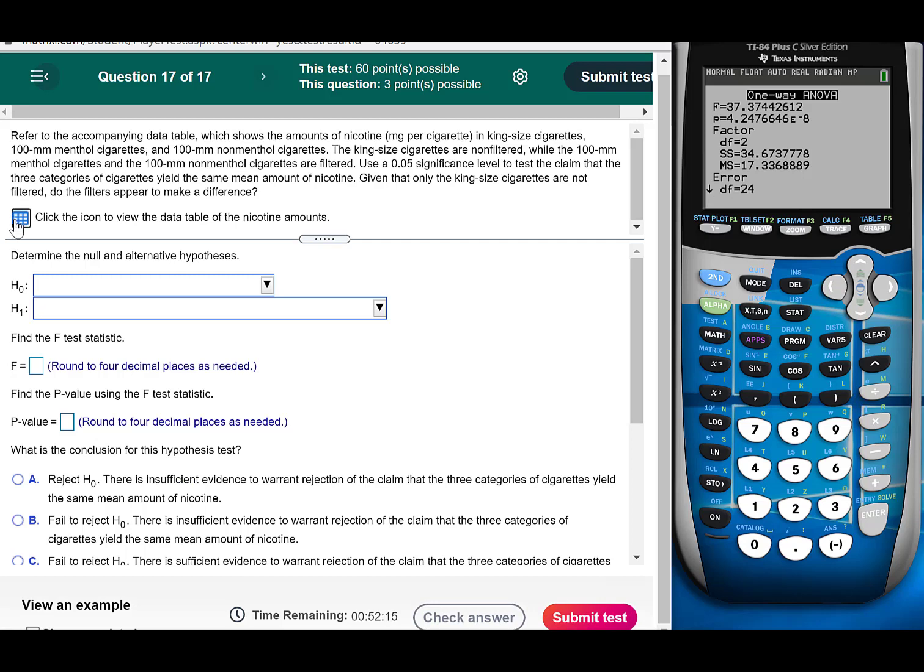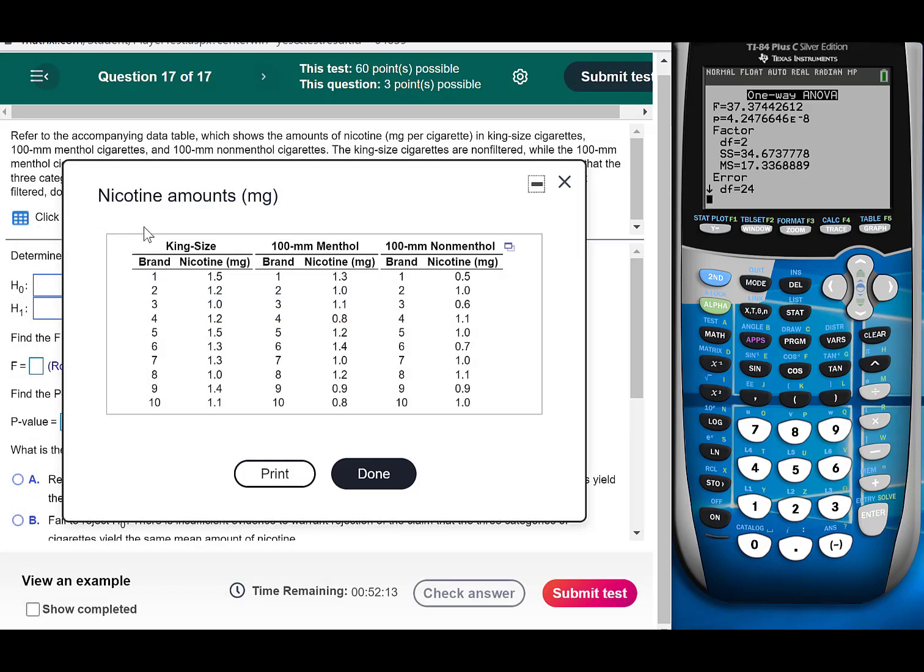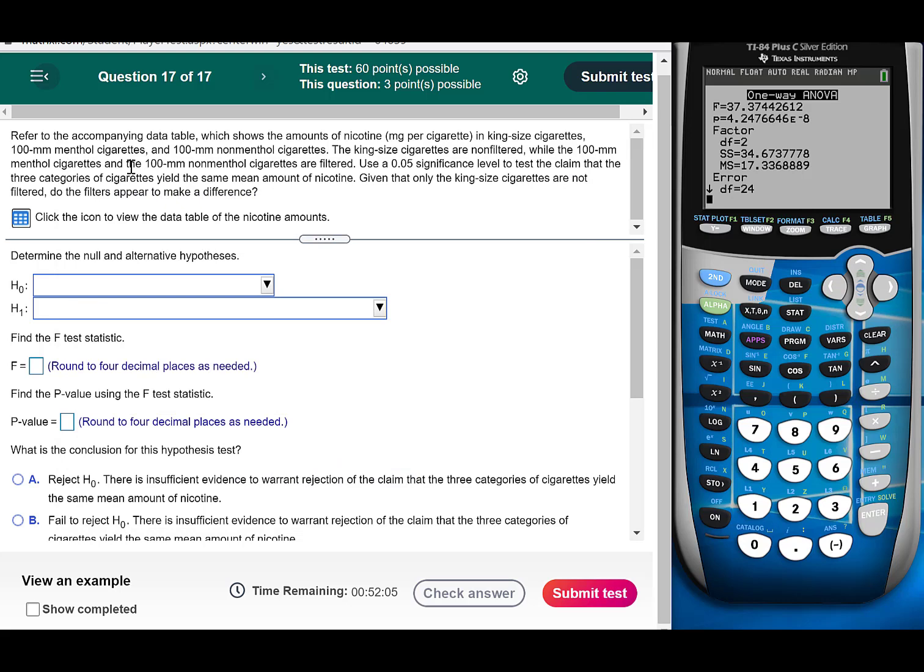Okay, let's see. Another question on ANOVA, I believe. Let's see. Refer to the accompanying data table which shows the amounts of nicotine, milligram per cigarette, in king size cigarettes, 100 millimeter menthol cigarettes and 100 non-menthol cigarettes. The king size cigarettes are non-filtered, while the 100 menthol cigarettes and the 100 non-menthol cigarettes are filtered. Use a 0.05 significance level to test the claim that the 3 categories yield the same mean. So mu1 equals mu2 equals mu3.